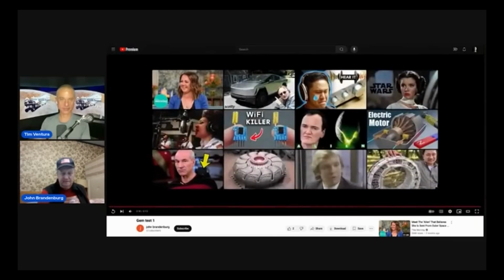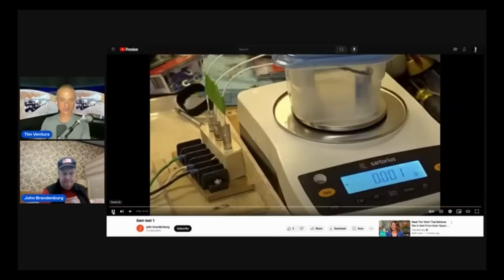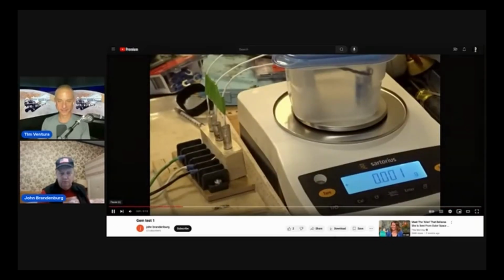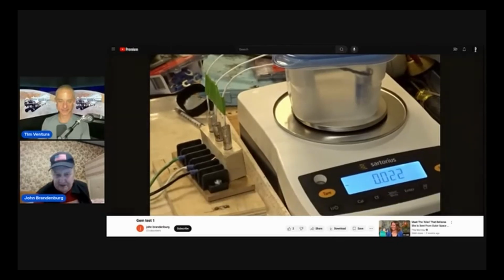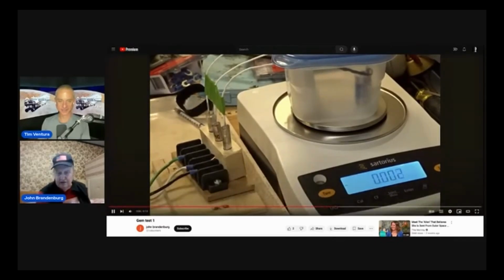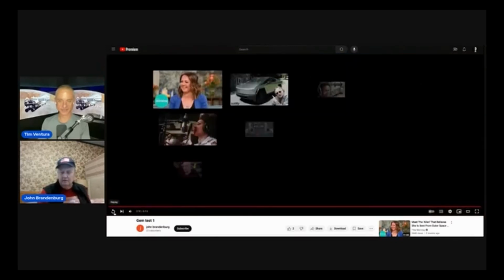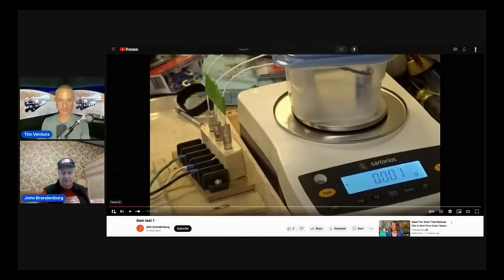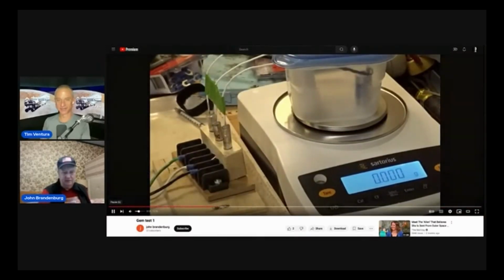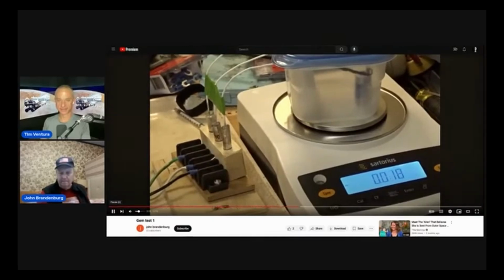Okay, here, I'll repeat it. You turn it on. We're using liquid metal contacts. We turn it on, it instantly loses weight. And then you turn off the power, it regains its weight. I'm going to do this one more time. Yeah, there you go.